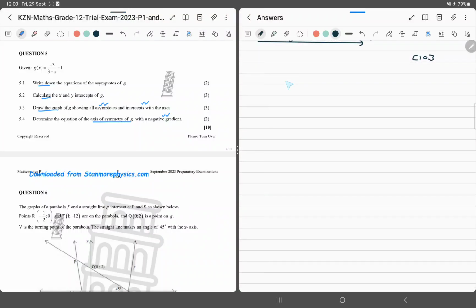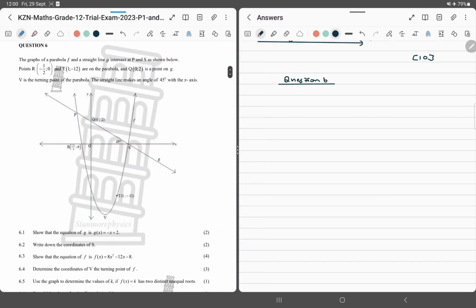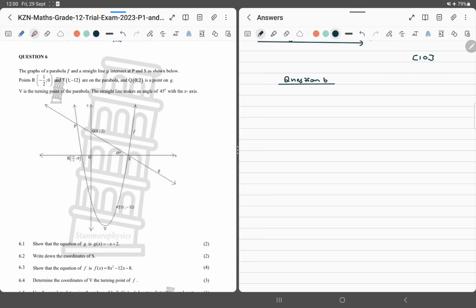So let's get to question 6. What is question 6 all about? Where there's a parabola, there's always work. The graphs of a parabola f and a straight line g intersect at P and S. Essentially S is an x-intercept of both graphs. Now R is the point (minus a half; 0). Once you see 0 as a coordinate, it means that's an x-intercept. And T is the point (1; minus 12), any point on the parabola.